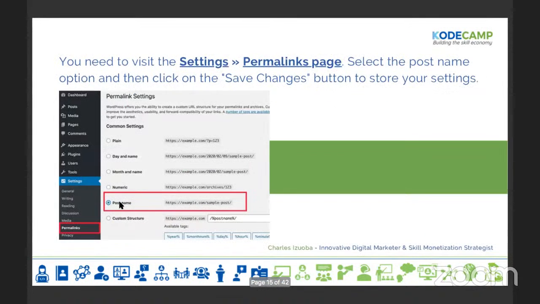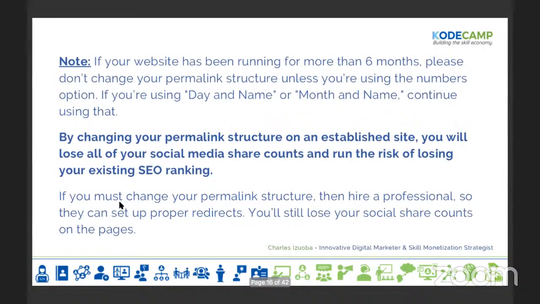All right, so let's go to the website. Let me show you how to do it. But before then, take note of this. If your website has been running for more than 6 months, please don't change your permalink structure. If you do that, you are going to lose your rankings, your counts, and everything, okay? But if you must do that, then try to hire a professional so that they can set up the proper redirects, the proper redirections. Meanwhile, you will definitely lose your social counts, okay?